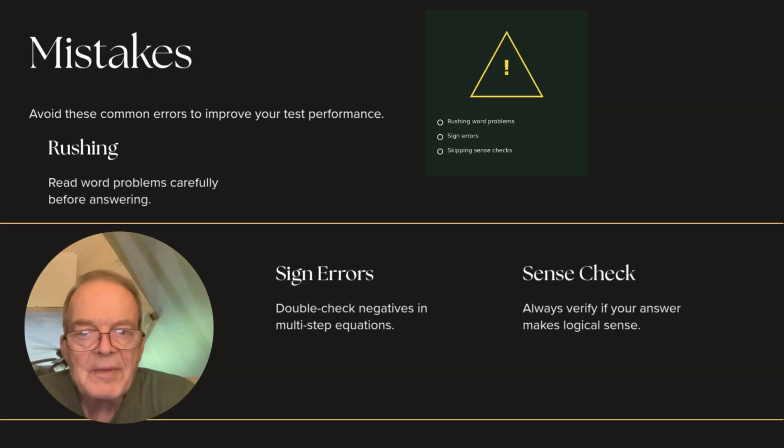Now, the 3 most common mistakes I see on this test. Number 1 is rushing through word problems without reading them carefully, which leads to solving for the wrong variable or misreading what's being asked. Slow down enough to know what the question's actually asking before you start solving. Number 2 is sign errors when working with negative numbers, especially in multi-step equations. A single dropped negative sign can flip your whole answer. Number 3 is forgetting to check whether an answer actually makes sense in context. If a problem asks how many apples someone bought and your answer is -3, that's your signal to go back and check your work.